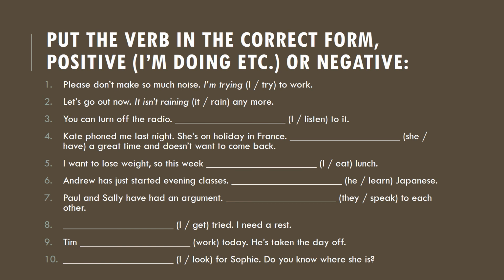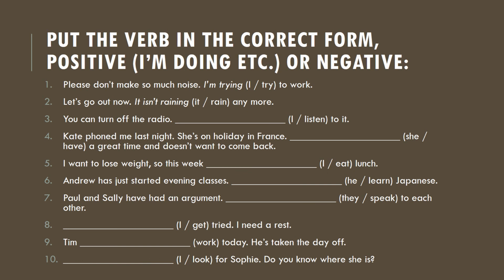Number 4, Kate phoned me last night. She's on holiday in France. She have a great time and doesn't want to come back. If I say she has a great time, this is a fact, but this is impossible in such a context. If I say she had a great time, this means that something is done and completed. Now she is in France right now and she doesn't want to come back. Why? Because at this moment she is having fun. So I say she is having a great time and doesn't want to come back.